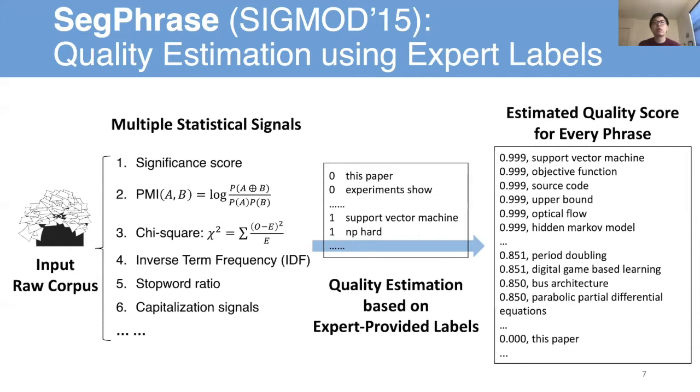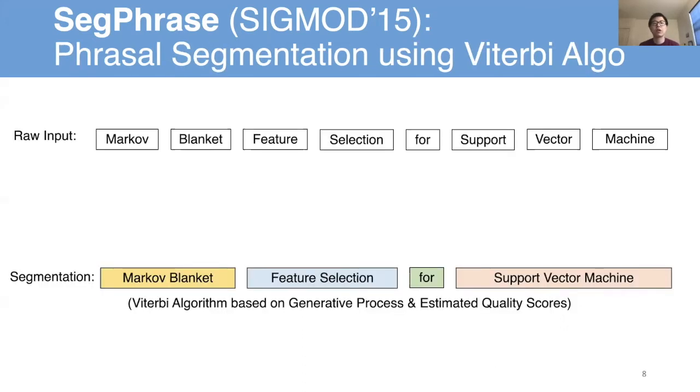And we will say support vector machine is a high quality phrase because it's the name of a popular classification method. You may wonder why this method is called SegPhrase. It's because we are using a phrasal segmentation here as well. Let me explain the details.